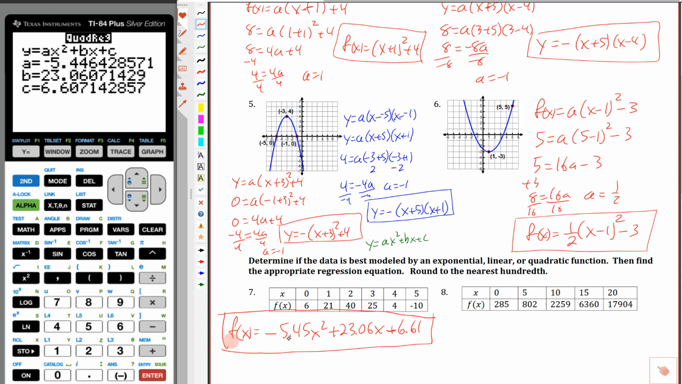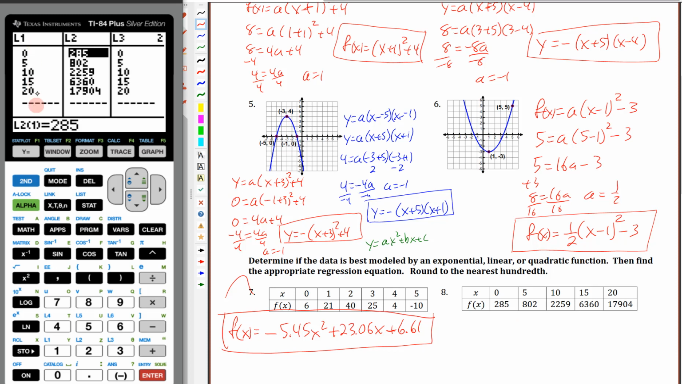And again, you'd kind of suspect that this would be negative because it starts small, gets bigger, and then it gets smaller again. So we're looking for a parabola that goes like this. We've got to have a negative coefficient for a. And then let's take a look at the next one. I'll get that ready to go.